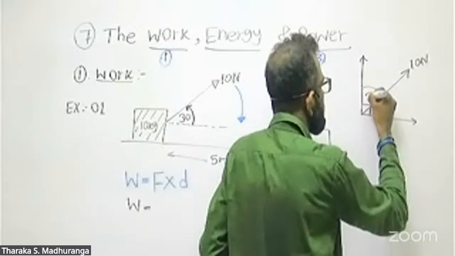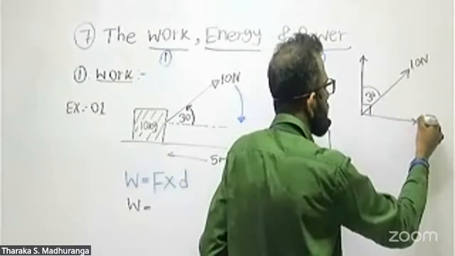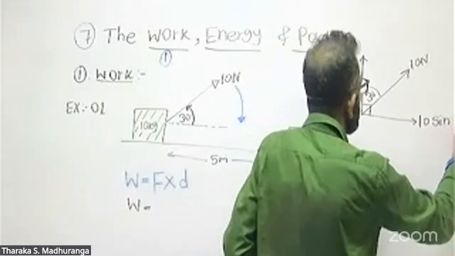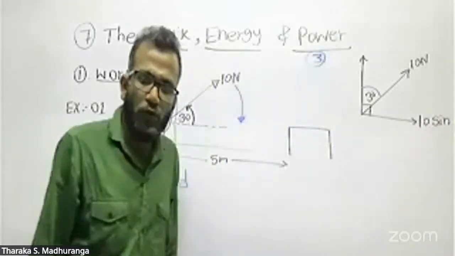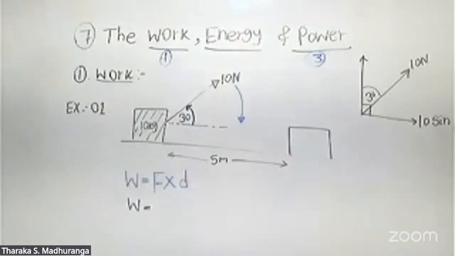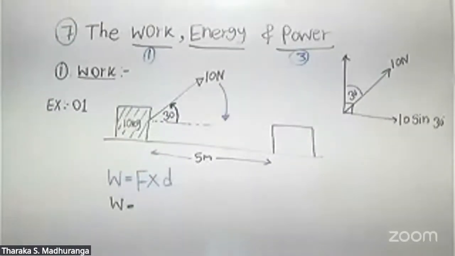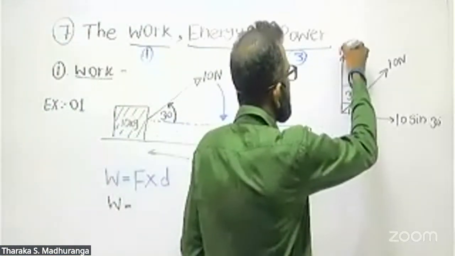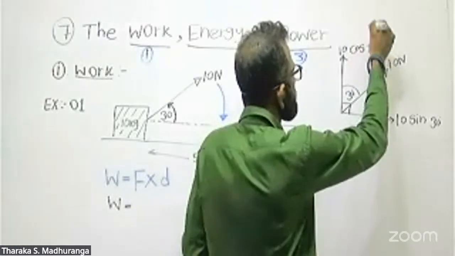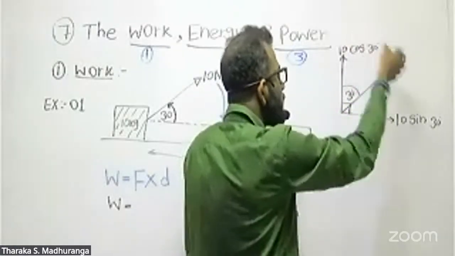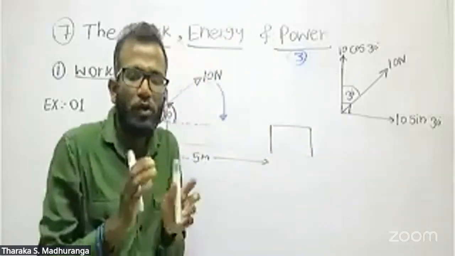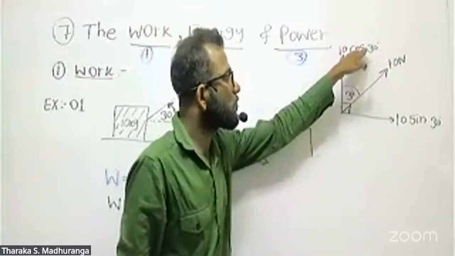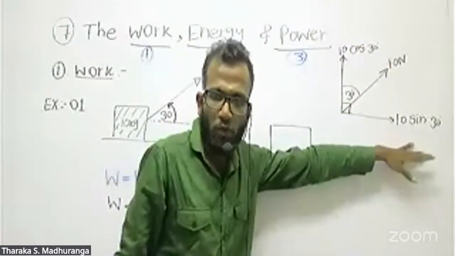If the angle is 30 degrees, this component is 10 sine 30, and this one is 10 cos 30. The 10 is the given force, and sine or cos comes according to the angle. The component in the angle's direction is cos, the opposite direction is sine. I think you already know that. If you can't understand, don't worry, it is the force lesson.